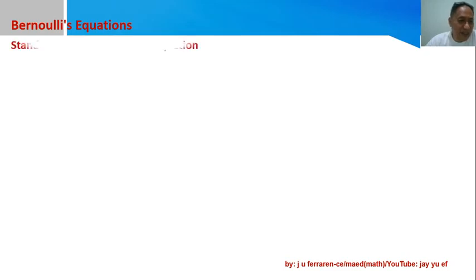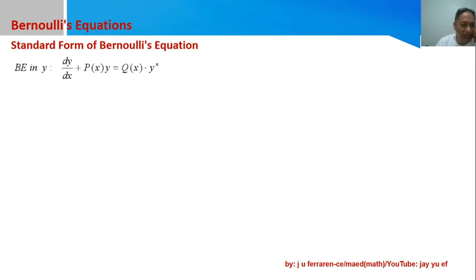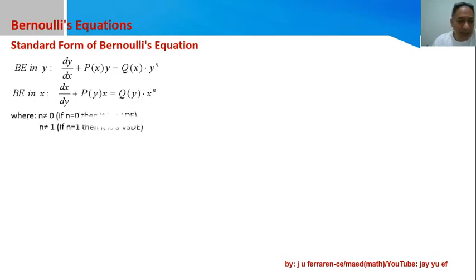By substitution. If you write the Bernoulli equation in its standard form, this is how it looks. It is a Bernoulli equation in y, very close to the linear differential equation. The only difference of this equation to the linear is the presence of the expression y to the power n when that is Bernoulli in y. If it's Bernoulli in x, the difference is the presence of x to the power n. Now for the values of n, these are constants, and this constant cannot be equal to 0.